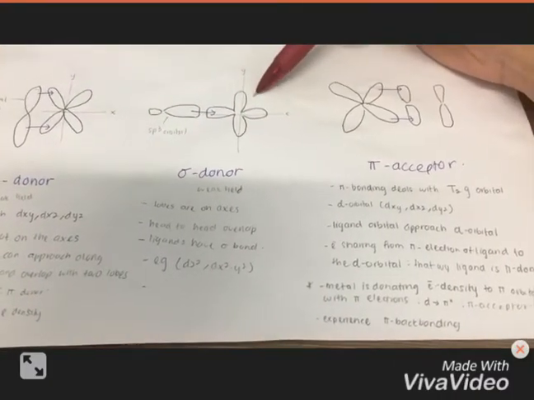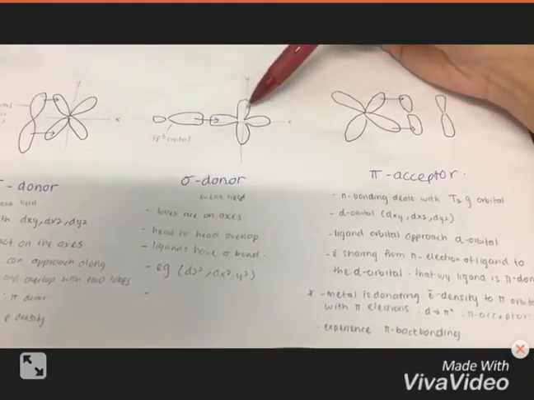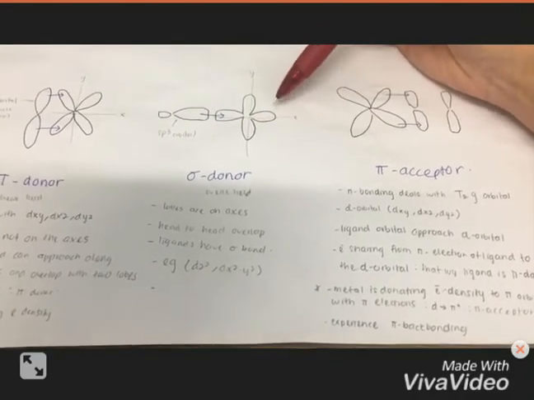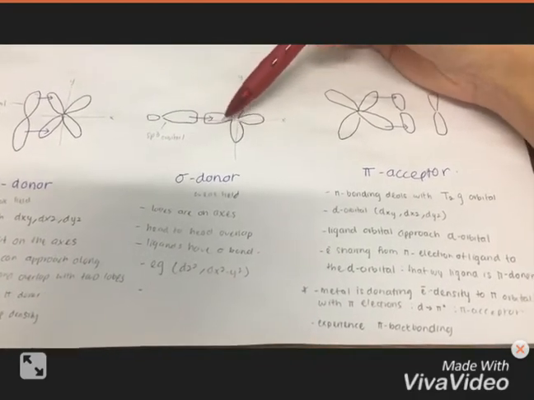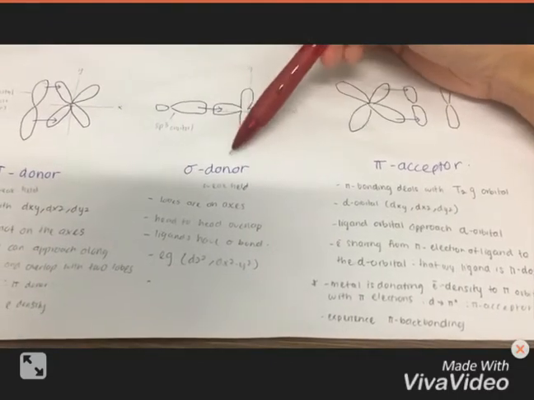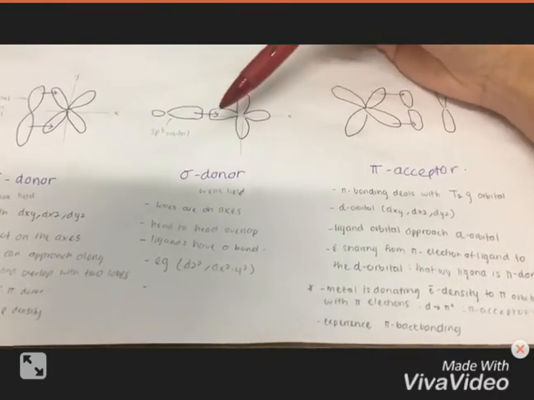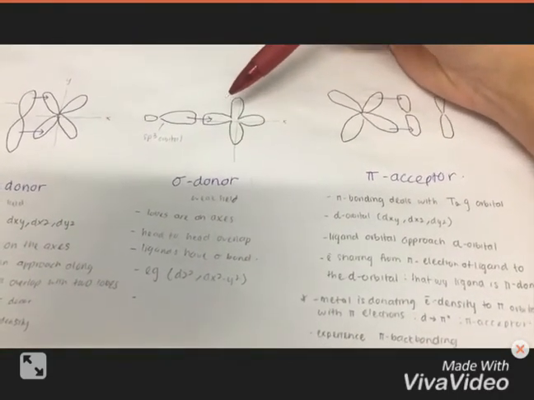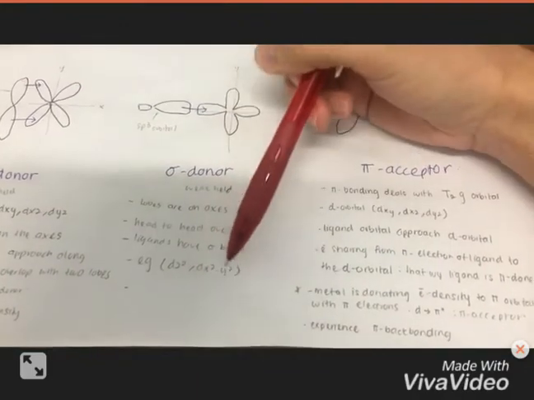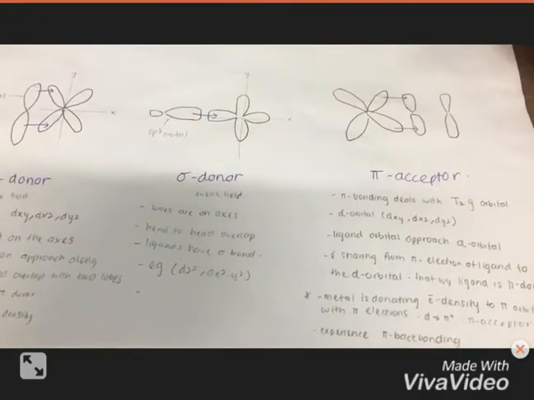For sigma donor, the lobes are on the axis. It is because it is head-to-head overlapping, making it a sigma donor. It usually involves the eg orbitals, dz2 and dx2-y2.